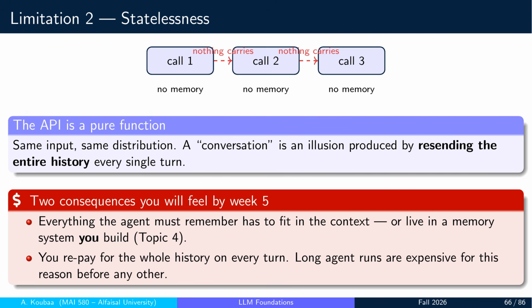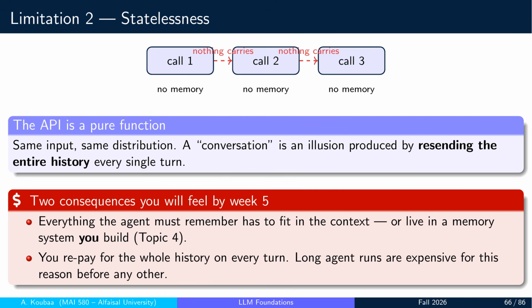And here is the sentence that surprises students every year. A conversation is an illusion produced by resending the entire history every single turn. The model does not remember your previous message. Your application sends it again.